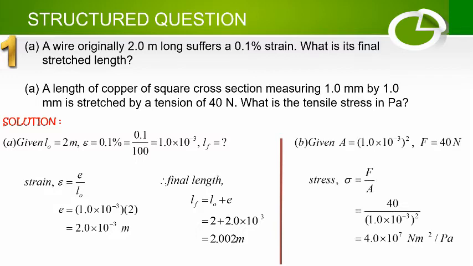For question number 1B, a length of copper of square cross-section measuring 1 mm by 1 mm is stretched by a tension of 40 Newton. What is the stress in Pascal? So to calculate the stress, we use the equation of F over A. We substitute the value and we get the stress, which is equal to 4 times 10 power of 7 Pascal.